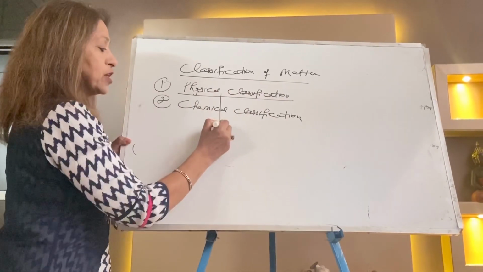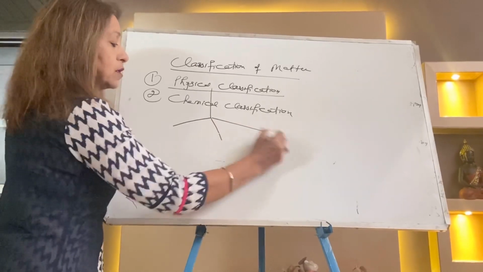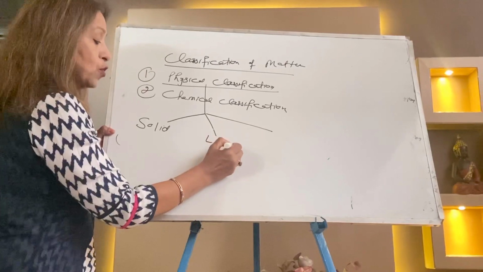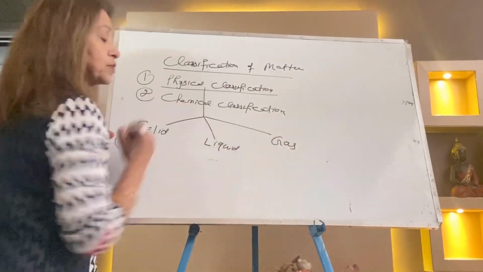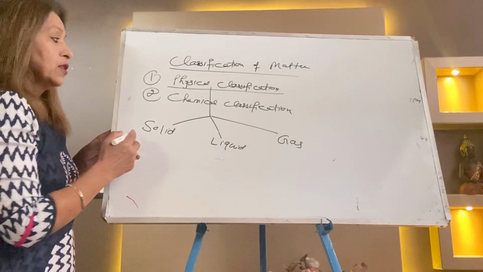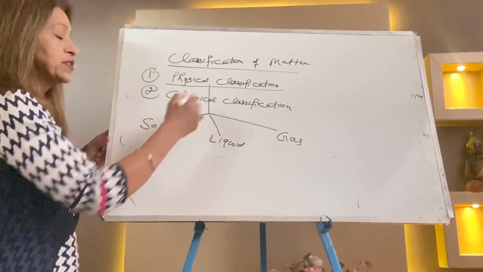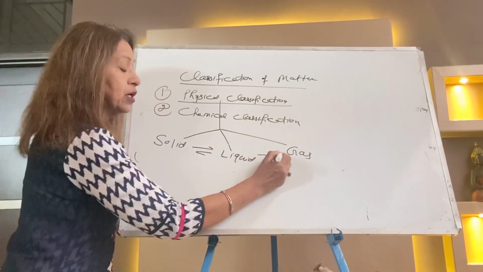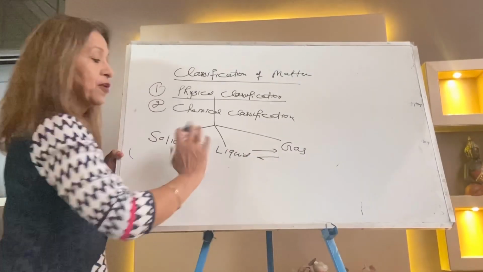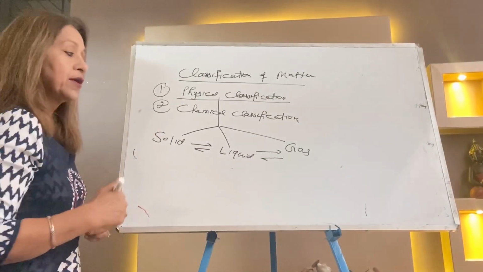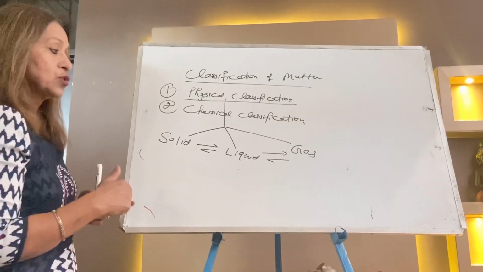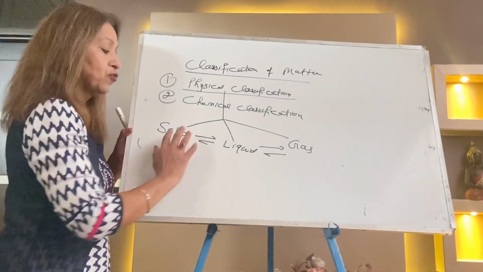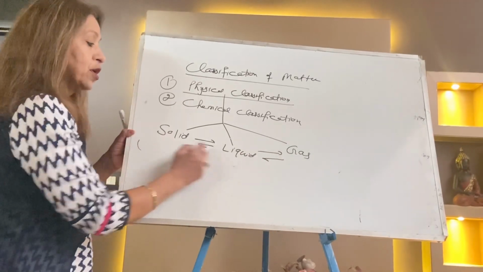According to physical classification, matter is of 3 types. One is solid, write down solid, other is liquid, and the third is gas. There are three states: solid, liquid, gas. This is the physical classification of matter, and these can interconvert to each other by applying temperature and pressure. How much temperature, how much pressure, later on everything will get clear. You just write down their interconvertible phases: solid, liquid, gas.